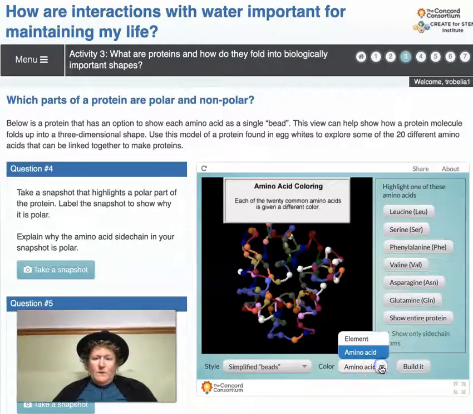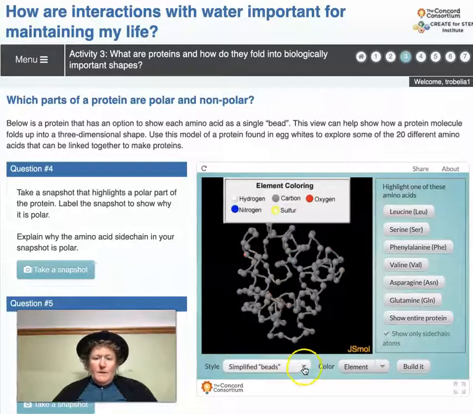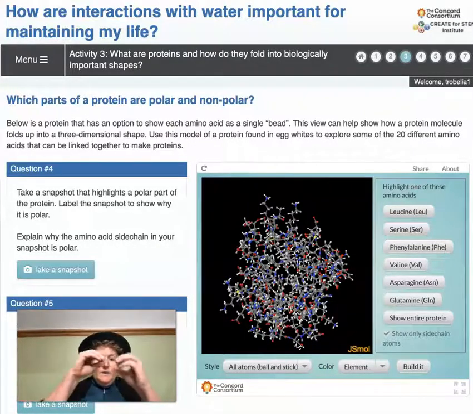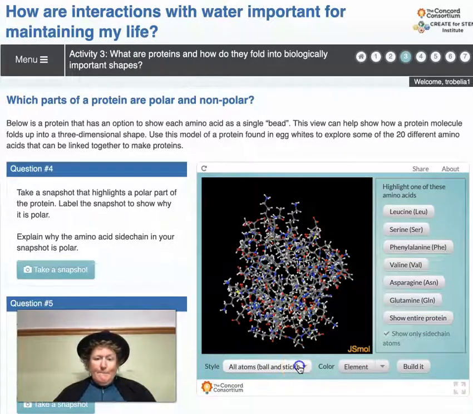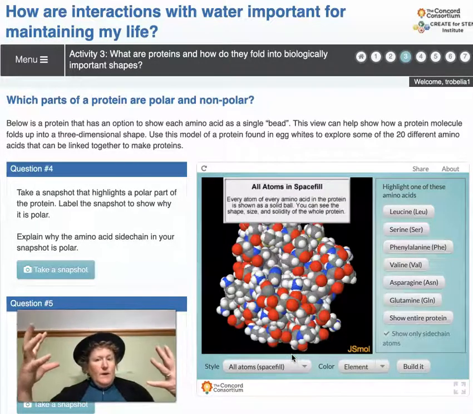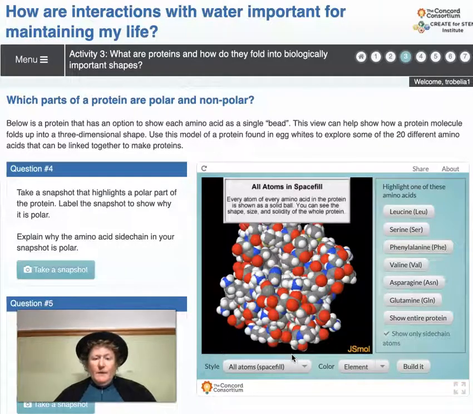Let's go back to the element. We can look at a couple other models here. That's ball and stick, that shows every single atom using a ball and a stick. A stick shows the bonds and a ball shows the elements. And we can show the atoms with their electron clouds, and that's called the space filling model.